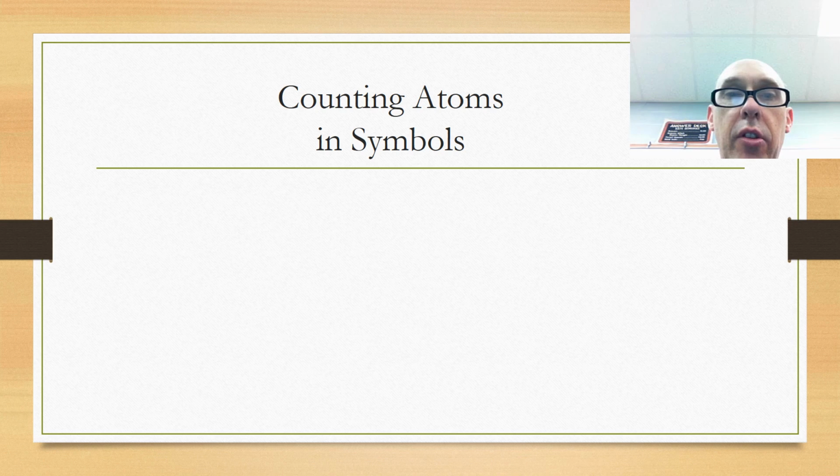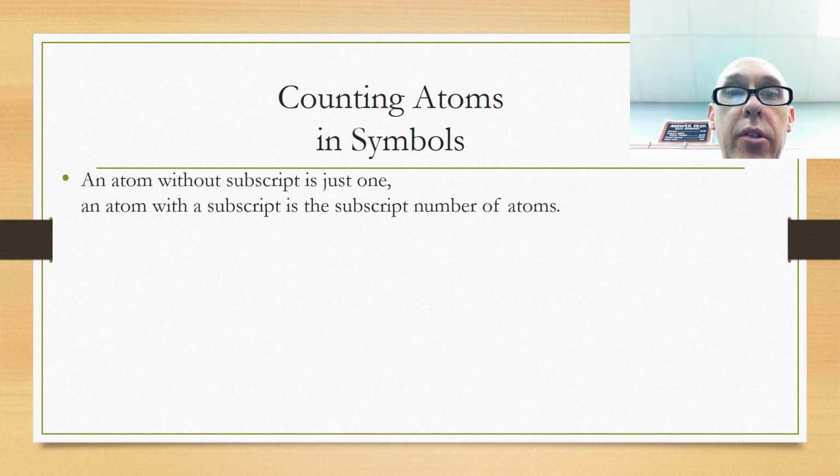Alright, so today's movie is on counting atoms and symbols. It's one of the consequences of the law of conservation of mass that says that atoms cannot be created or destroyed, therefore we need to be able to keep count of how many atoms we have in a chemical reaction. So, let's start off with elements.